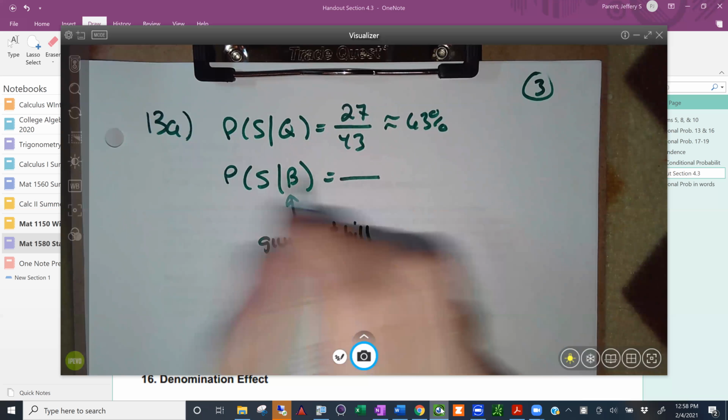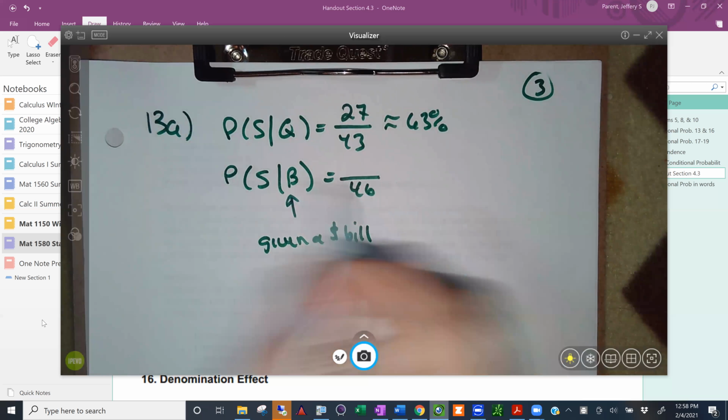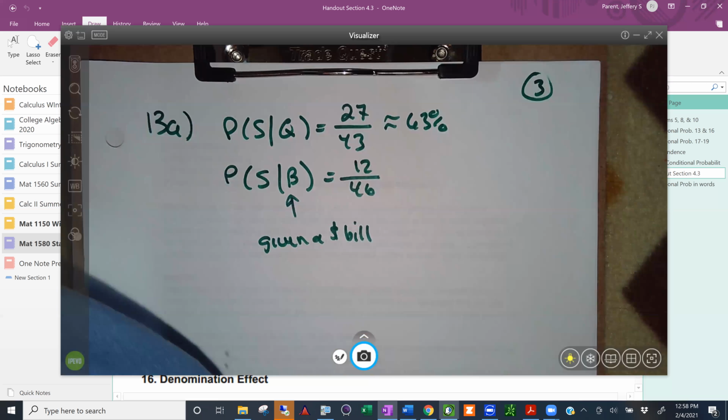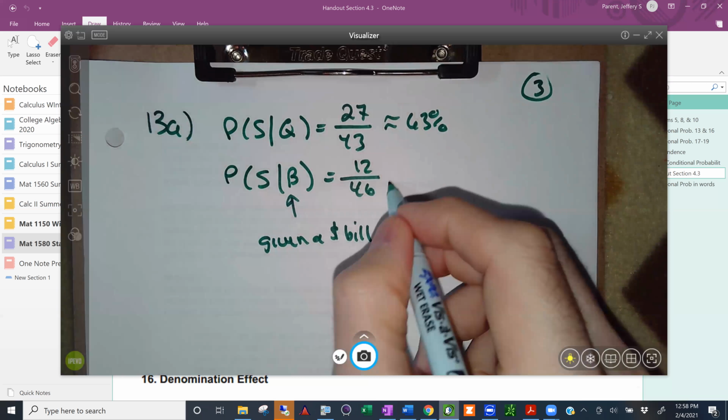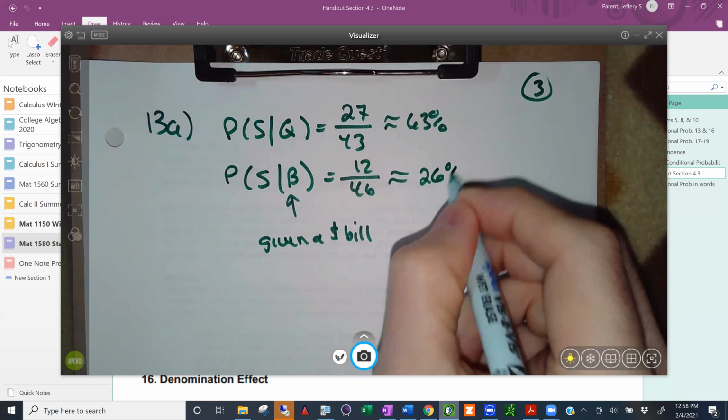46. And of those people who were given a dollar bill, how many spent it? 12. Cool. That's a little bit over 25%. So 26%.